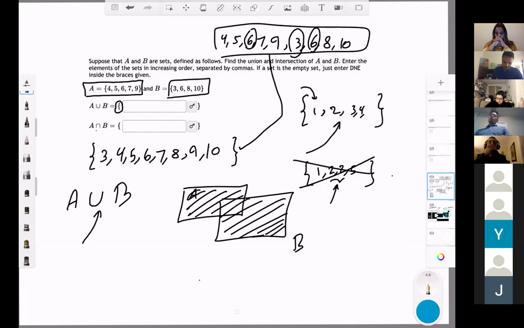For the intersection, this notation means intersection. If this is A and that's B, the intersection will be this area, the area that both of them share. So between 4, 5, 6, 7, 9 and 3, 6, 8, 9, what do you see that they have in common? Just 6. Only 6, okay? I put 6. Good.